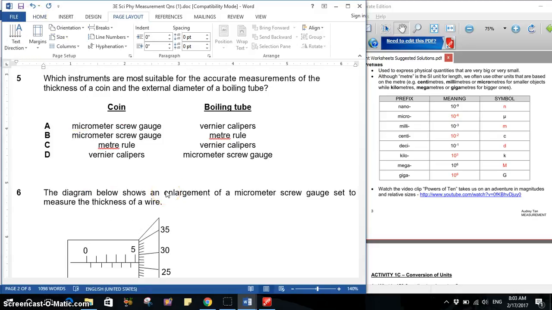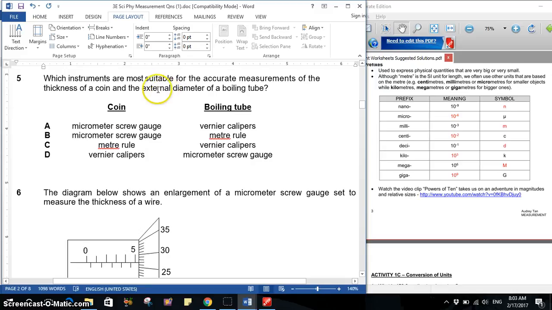Now for question 5, we did mention that if we were looking at measuring something about 2 finger thick, we use micrometer screw gauge. About 1 palm size, we use vernier calipers. Anything larger than a palm, we use meter rule. So here, we are looking at thickness of a coin. It is very small, so we use micrometer screw gauge.